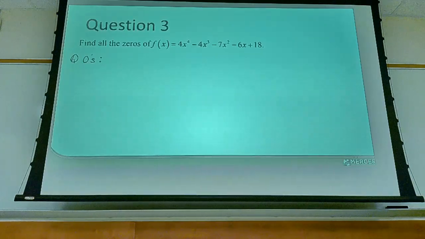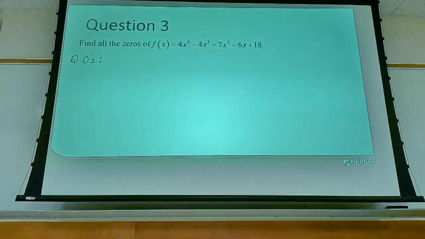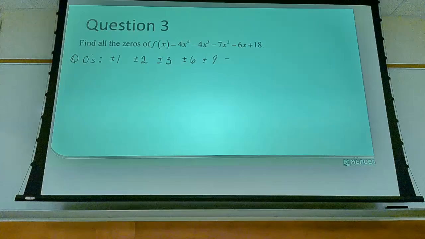Rational zeros. Factors of 18. Oh, we did them already, right? Yeah. Factors of 4. Oh, 1 and 4, and 2 and 2. 1, 2, and 4.